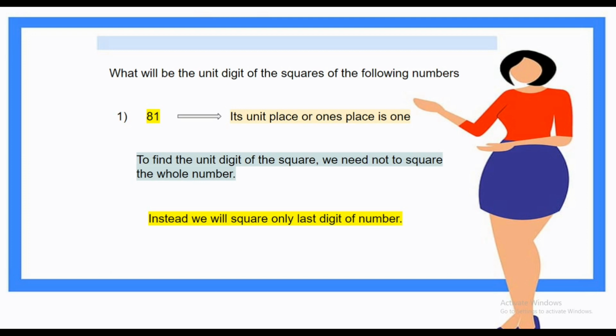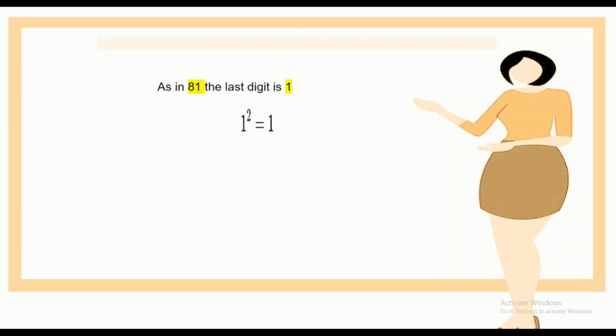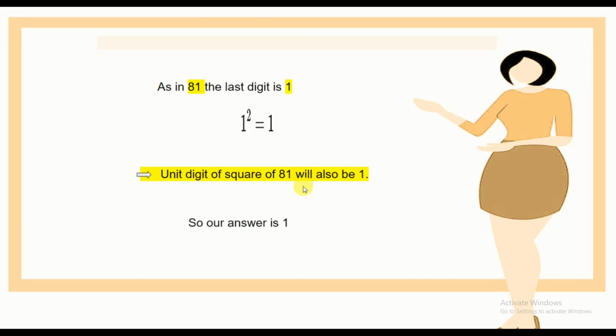As in 81, the last digit is 1 and 1 square is equal to 1. So, the unit digit of the square of 81 will also be 1. So, our answer is 1. That is, the square of 81 will end in 1.